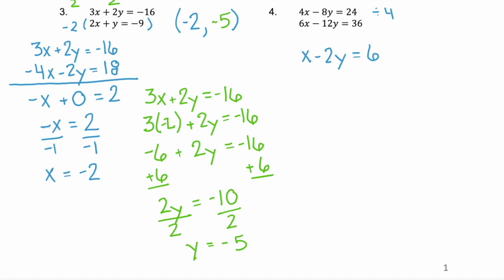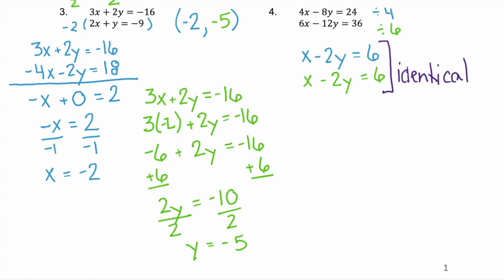Now the second one, we could divide this one by 6. And that would simplify to x minus 2y equals 6. Now look at what we're left with. These two equations are identical, right? They're exactly the same.